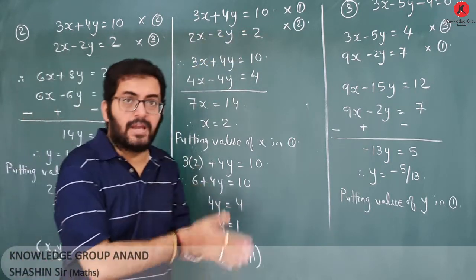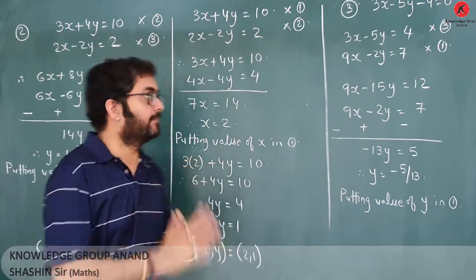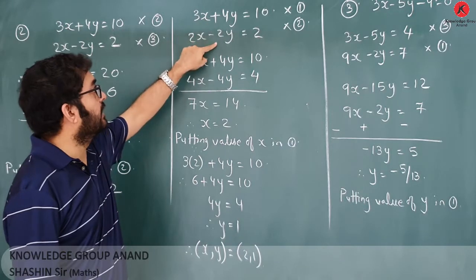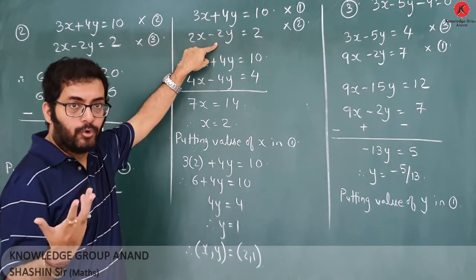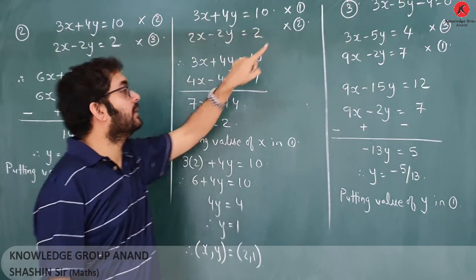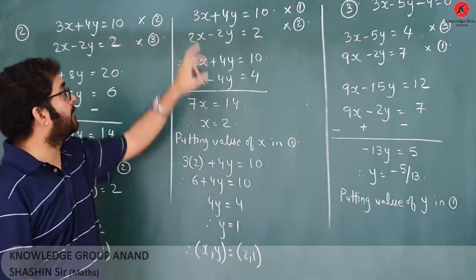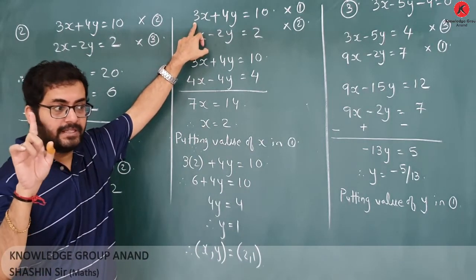Now here I want to eliminate y, so the coefficients of y should be the same. Here I am having 4, here I am having 2. LCM is 4. So to get LCM 4, this equation is multiplied with 1 and this equation is multiplied with 2. Now when I multiply the first equation with 1, I get the same equation.